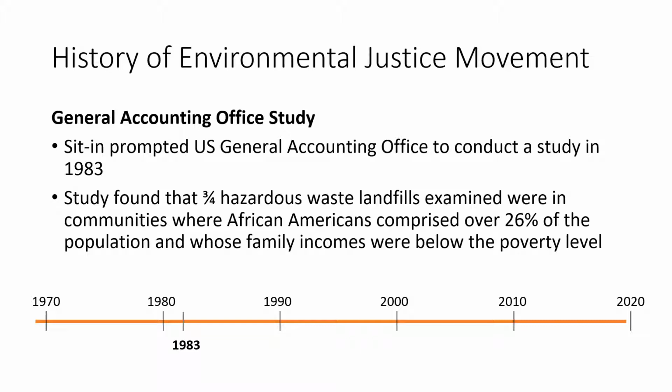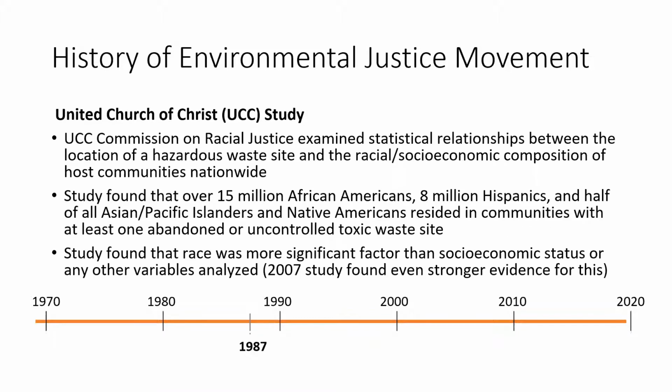And so the first of this was the General Accounting Office study. This was conducted in 1983, and this study found that 3 out of 4 hazardous waste landfills that they examined were in communities where African Americans comprised over 26% of the population, and whose family incomes were below the poverty level. And then further research was done. The United Church of Christ, their Racial Justice Commission, conducted a study that looked at the statistical relationships between the location of hazardous waste and the racial or socioeconomic composition of host communities across the nation.